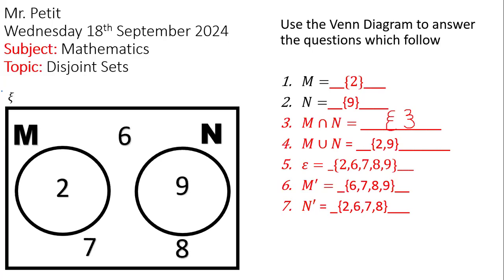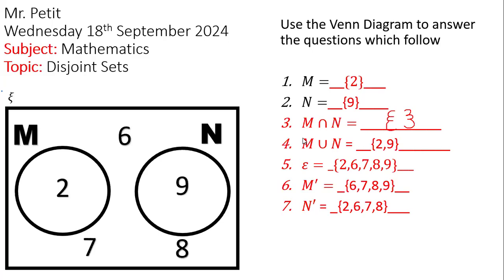For number 1, it's basically asking for the elements inside of M, and the only element inside of M is 2. Good. Number 2 is basically the same thing, but it's asking for the elements inside of N, and the only element inside of N is 9. For number 3, you don't put anything. It's an empty set. Why? Because there's no intersection. The intersection is empty. So no elements are common.